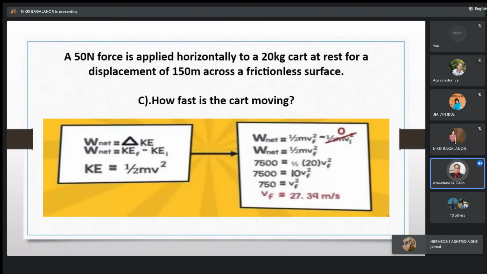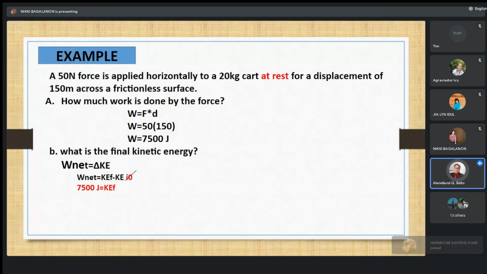Question. Is it clear? If you know the work kinetic energy theorem, you can always predict the other variable. You only need to know the initial and final values of your kinetic energy. That is why we call it delta KE. It's the delta that matters. Delta is the change, from the final value minus the initial value. Questions?